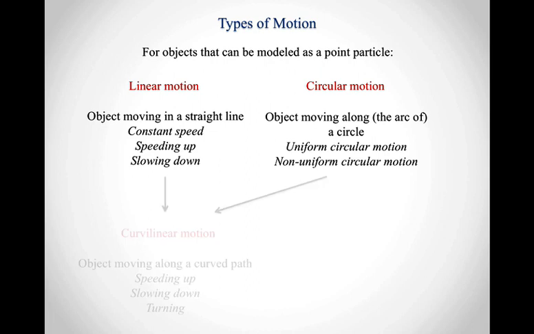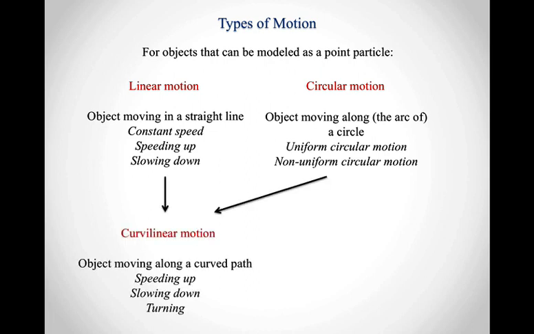So if we combine these two things, we get what's known as curvilinear motion. And this describes basically an object that's moving along any curved path. So again, we have all three of the ways that you can change the velocity vector here. You can speed up, you can slow down, you can turn. We've seen that you can do both of those at the same time. So you can be speeding up and turning, you can be slowing down and turning, right?